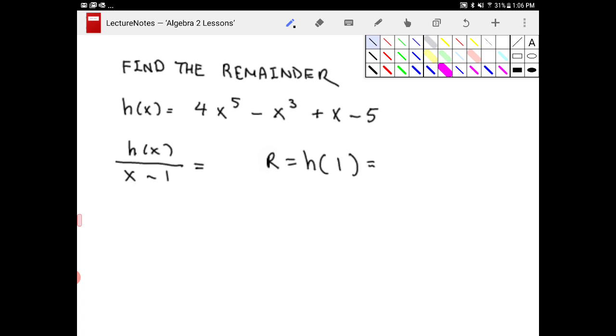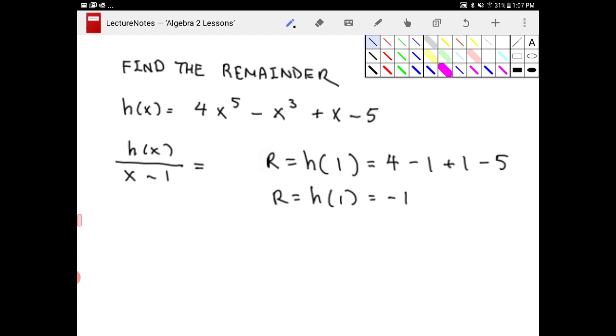If I pop this in, I get 4 minus 1 plus 1 minus 5. So h of 1 will equal negative 1. So the remainder will equal negative 1.